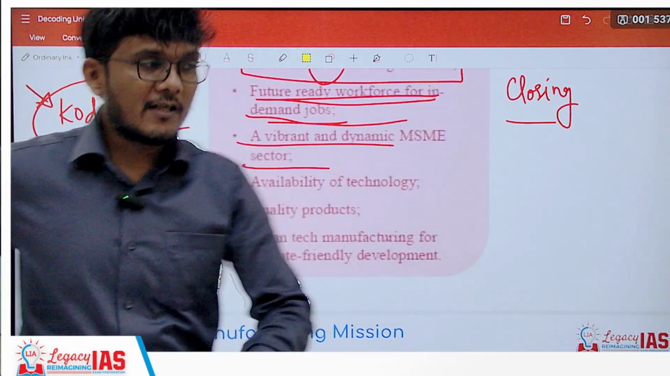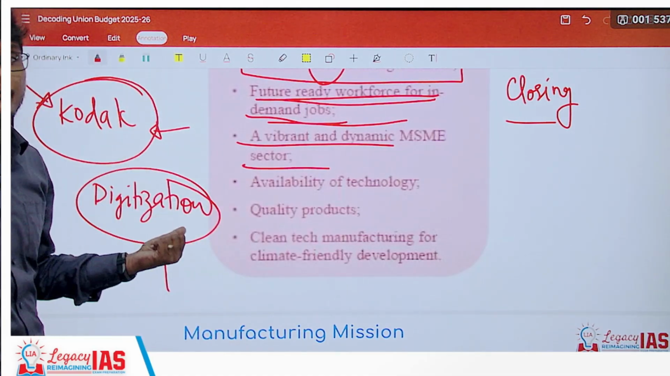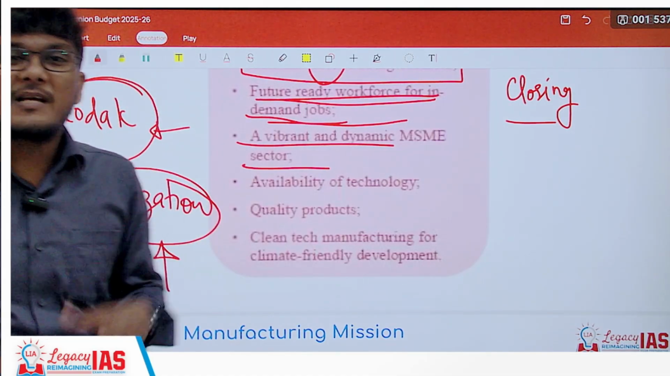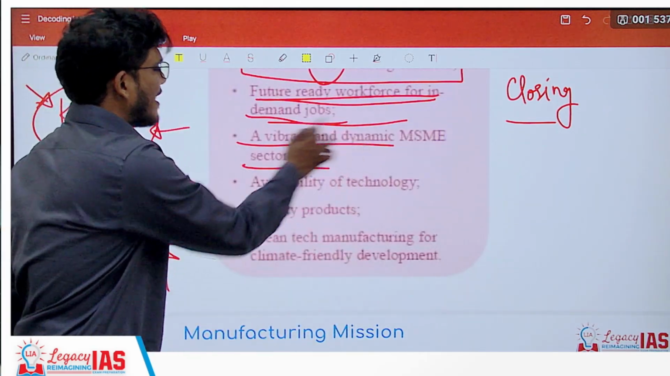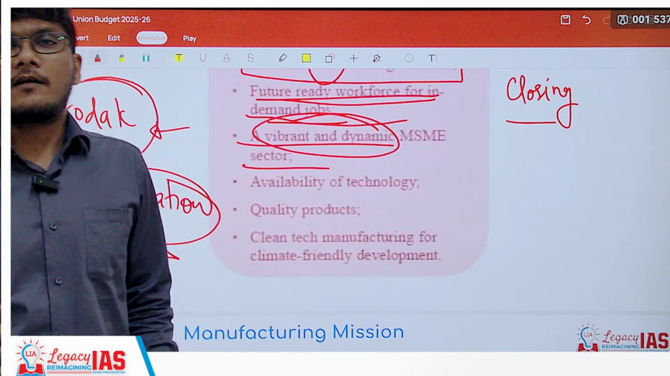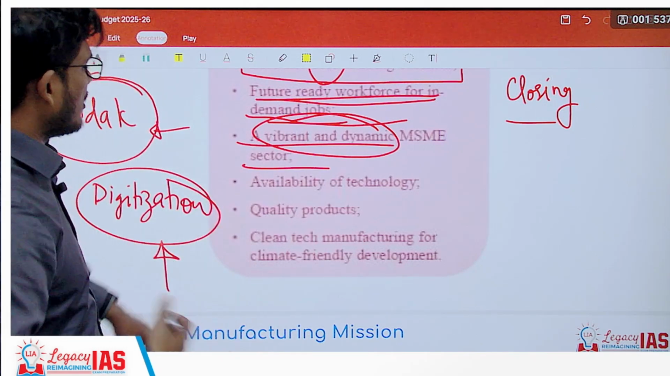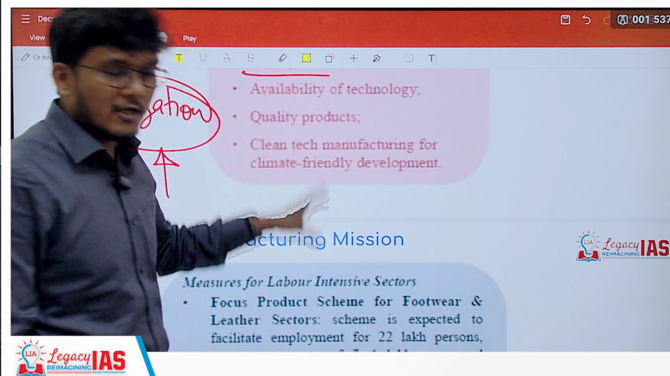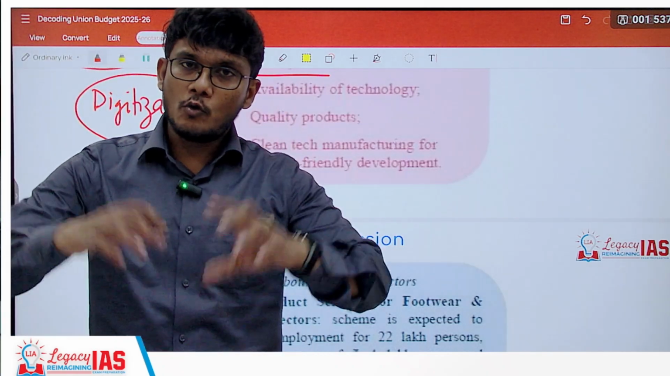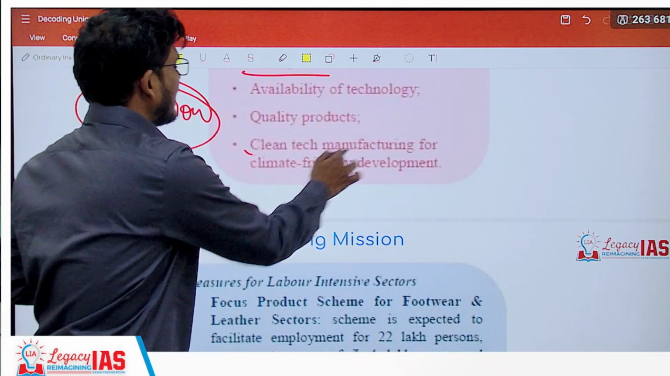But what happened? Suddenly change happened. They could not modify themselves. They were not dynamic, they were static. We do not want our MSME sector to be like that. We want it vibrant and dynamic so that it adapts itself to the changing environment. Availability of technology, of course, and the quality of product. Now we are planning to do all this with the help of clean tech manufacturing.